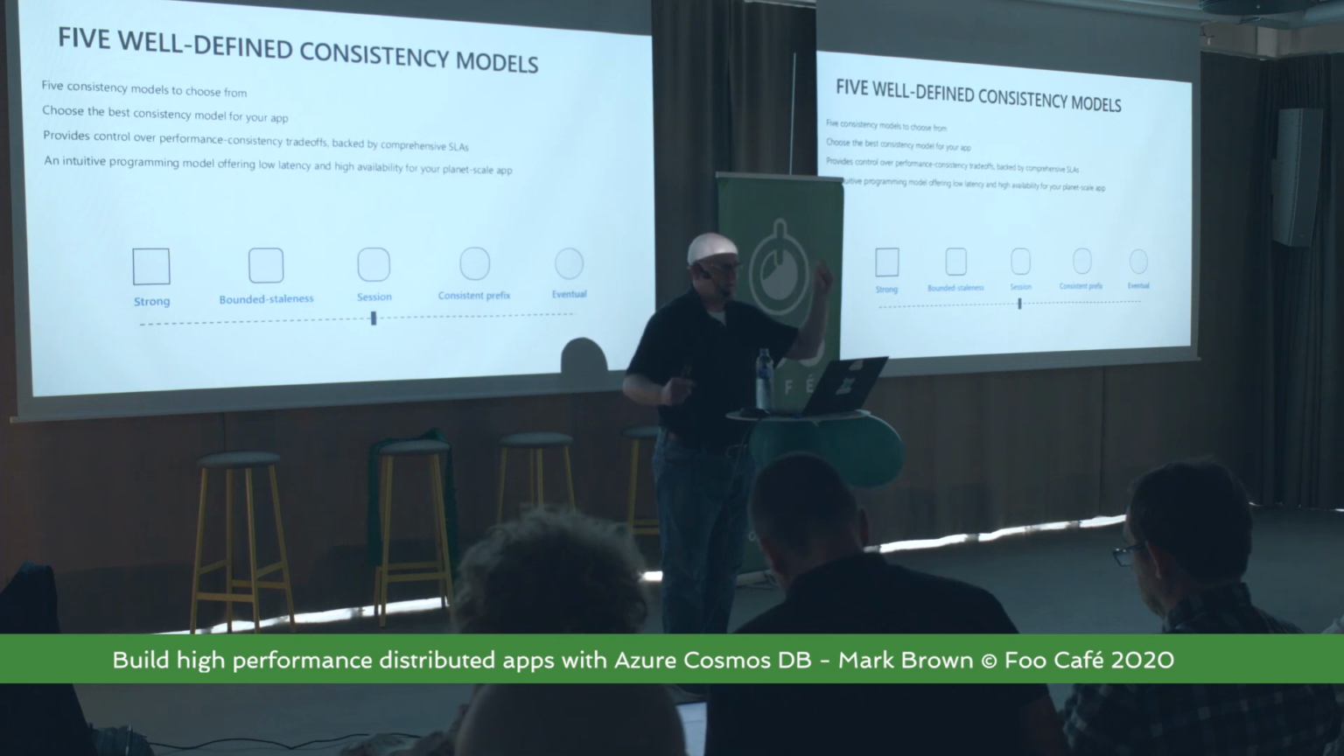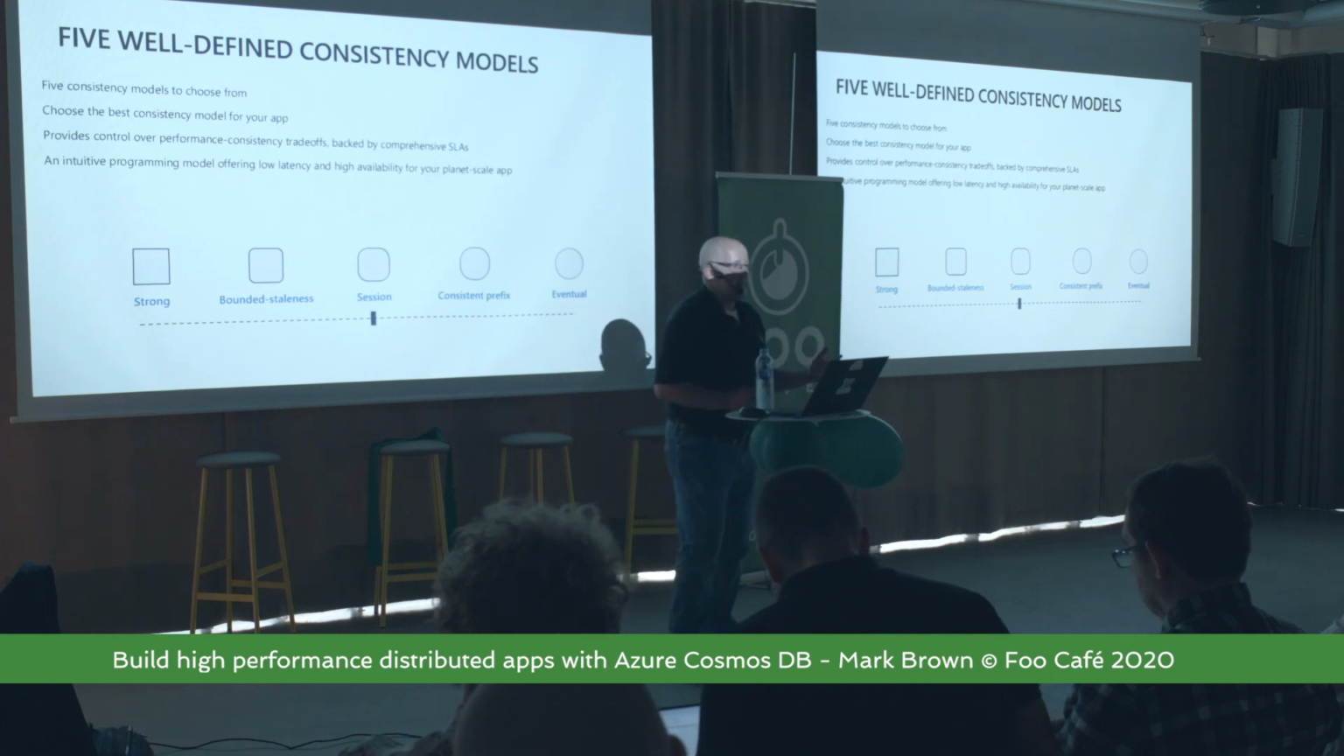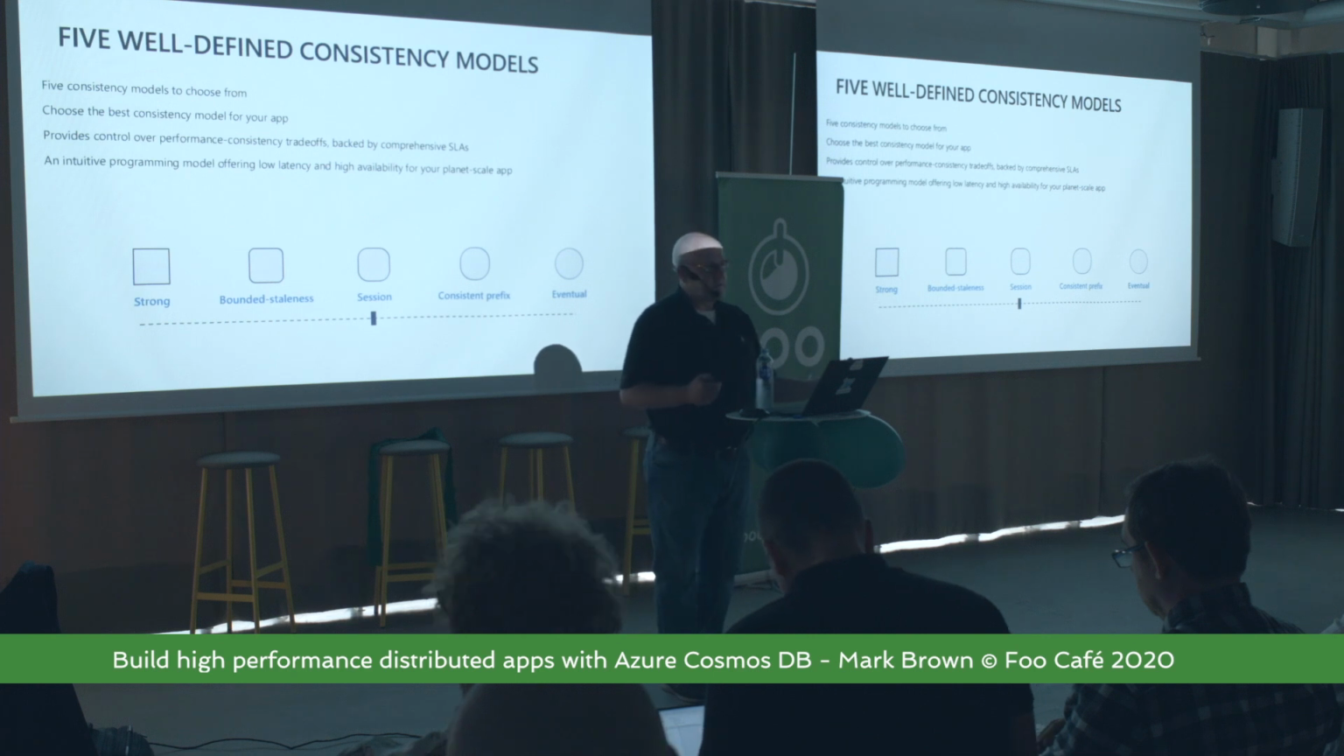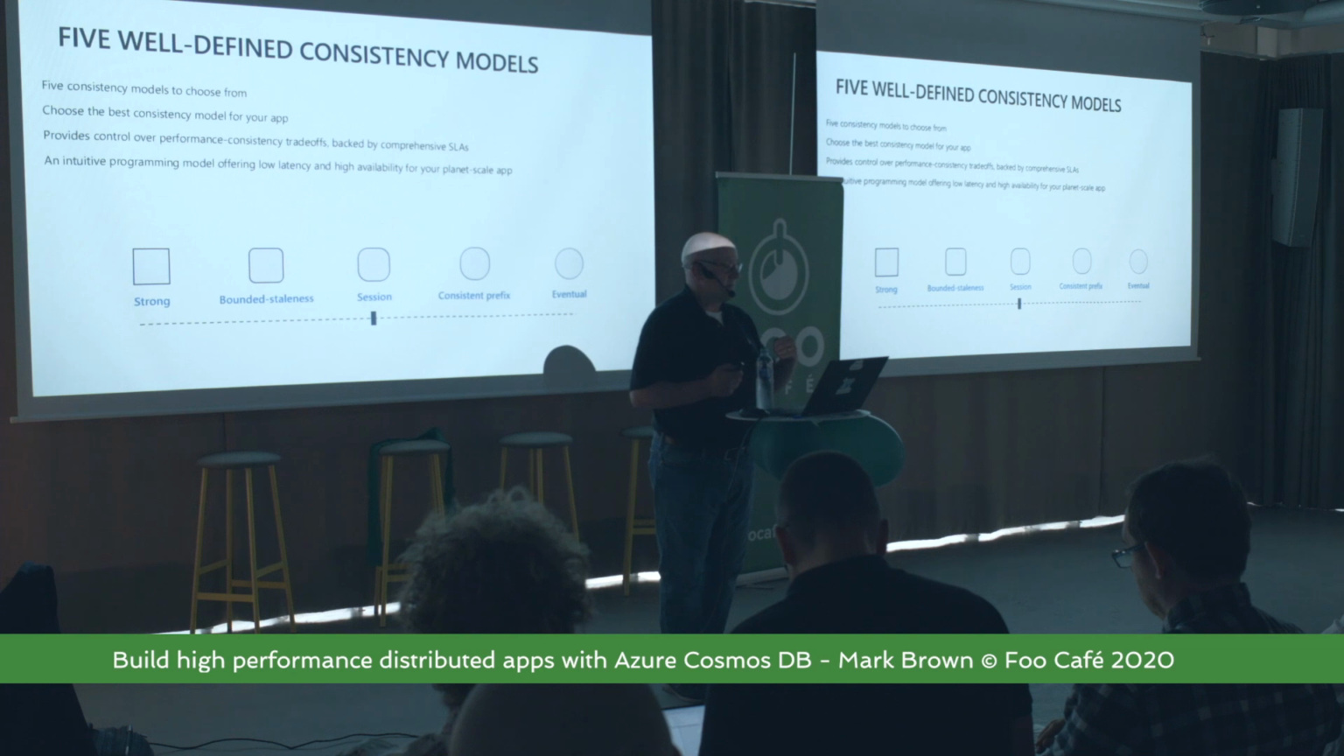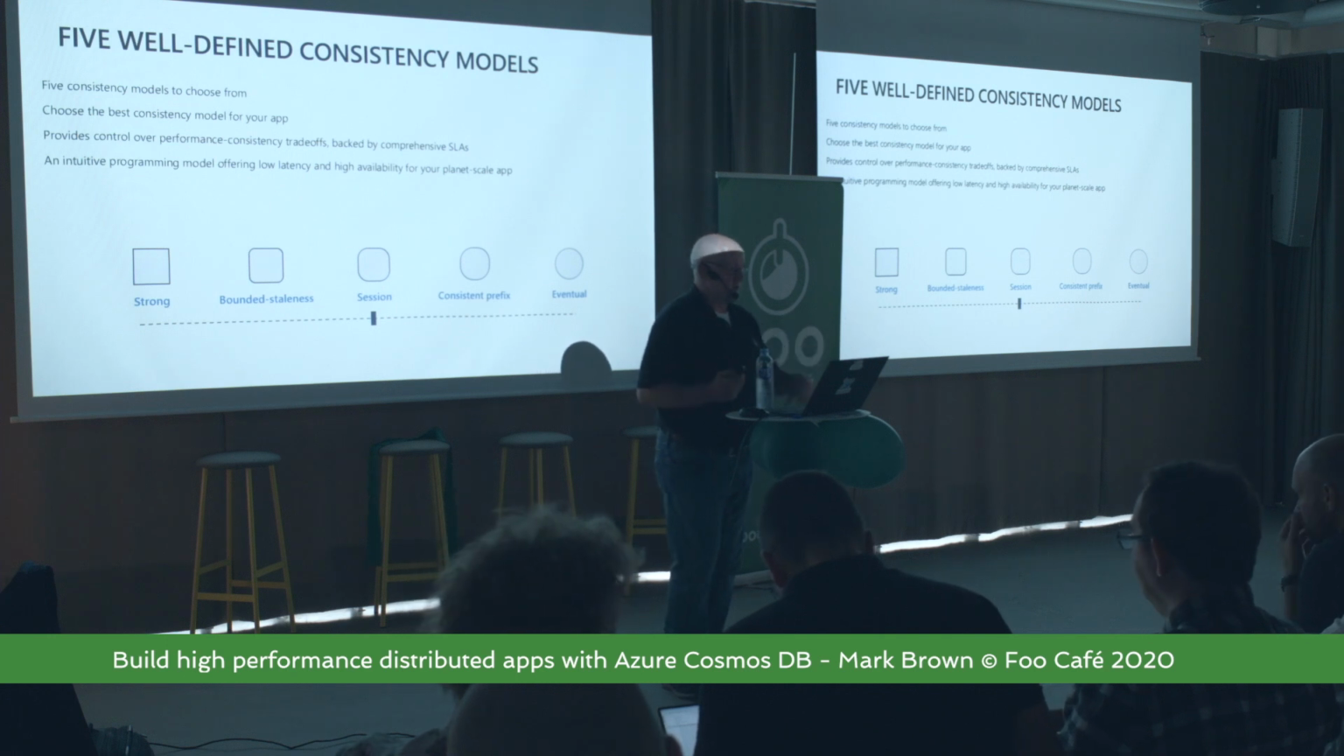So I cannot take any more writes until everything is replicated and consistent across the entire store. Bounded staleness is a more relaxed level of consistency, and essentially what it means is stale reads are okay up to a certain amount of time or after a certain number of updates. So bounded staleness is defined as a period of time or as a number of updates that it can lag behind within the distributed data store.